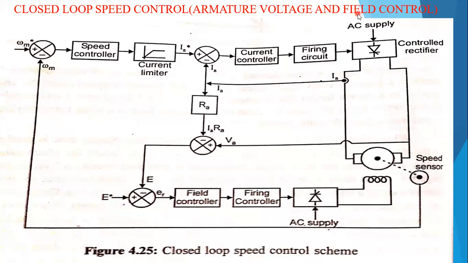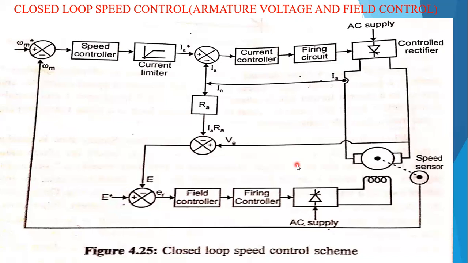Understood? Field control is possible only above rated speed. N is inversely proportional to the flux. When the flux is decreasing, that means the field current is decreasing, and the speed is increasing. Above rated speed can be controlled using field control techniques, and below rated speed can be controlled using the armature voltage control method.